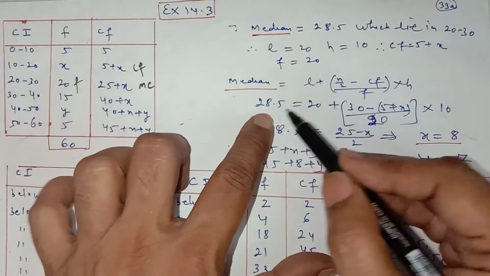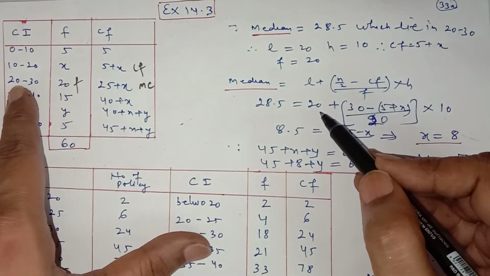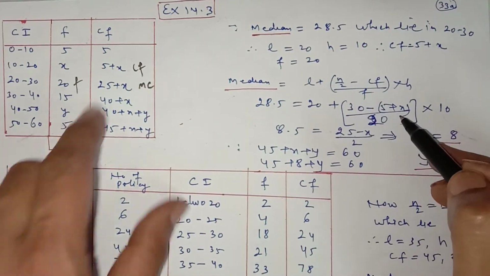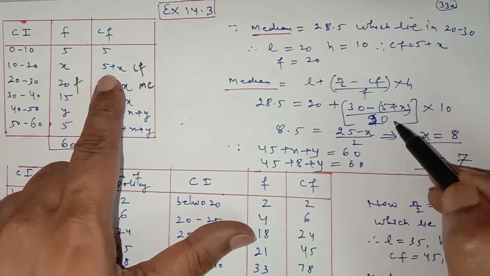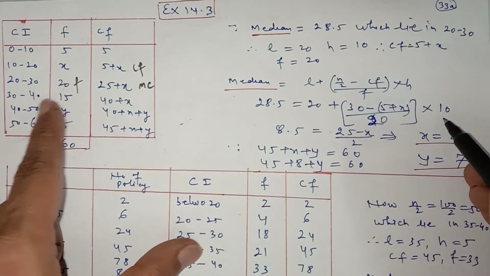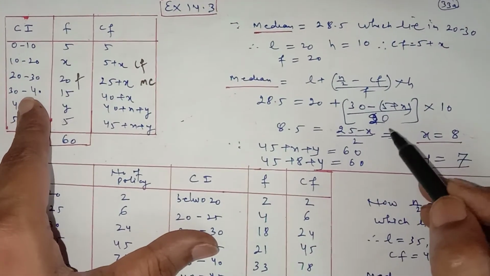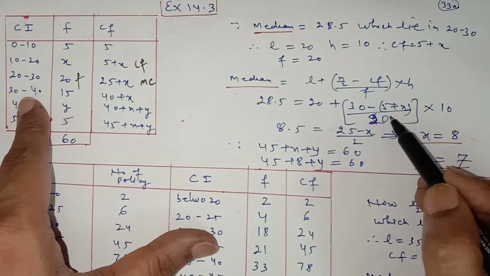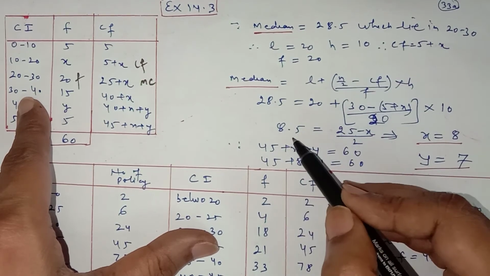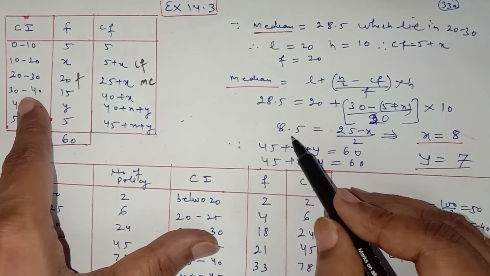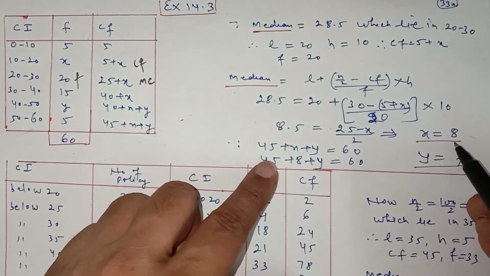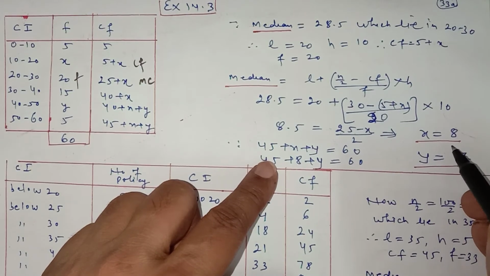Median is given as 28.5, L is 20, the lower limit of the median class, n by 2 will be 60 by 2, that is 30, CF will be equal to 5 plus x, f is the frequency of the median class, which is equal to 20, and h is the class size, which is equal to 10 here. So simplify: 10 cancels out with the 20 leaving 2, cross multiply, 8.5 multiplied by 2 is 17 and so on, and you are getting the value of x equal to 8.